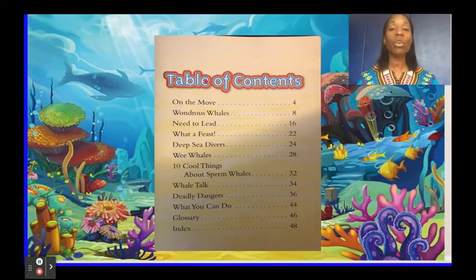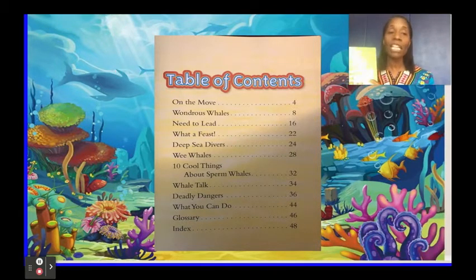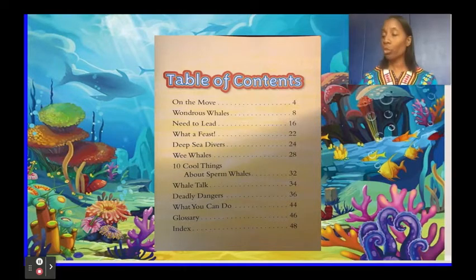Table of contents. So, scholars, you should have the book at home. I have it on the screen, and I also have a copy here with me. So, get your copy out and turn to the table of contents. And if you look, it says On the Move right here. We know if we turn to page 4, we're going to find information about what? On the Move. So let's turn to page 4.